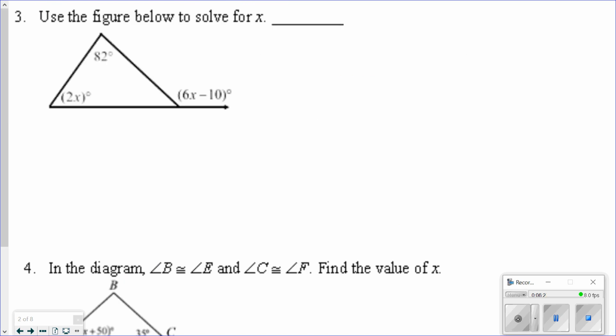Question number 3, use the figure below to solve for x. So I have an exterior angle here and two interior angles, so I'm going to use the exterior angle theorem, which just states that the exterior angle is equal to the sum of the two non-adjacent angles. So when I set this up, I'm going to have the exterior angle, which is 6x minus 10, is equal to the sum of the two non-adjacent, which are these angles right here. So 82 plus 2x.